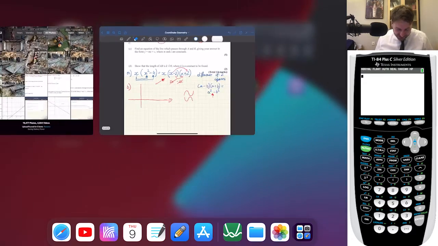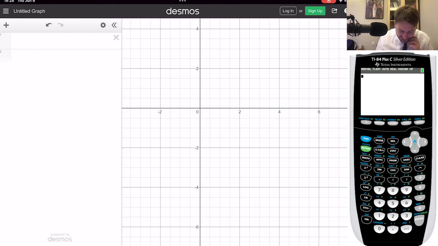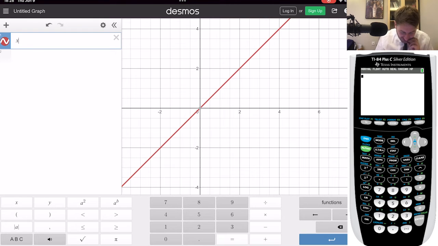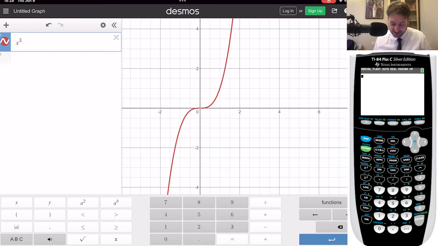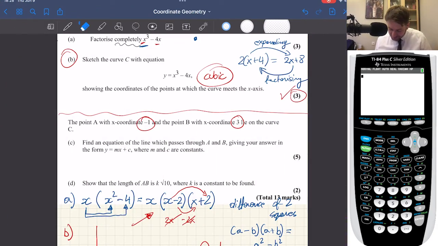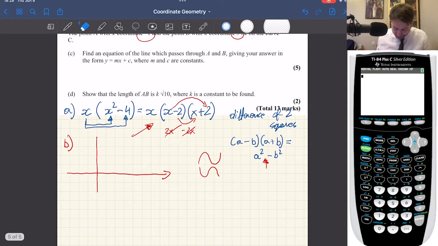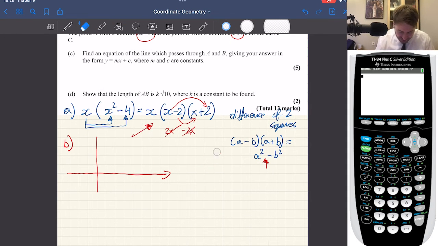But yeah, let me show you this on Desmos. What I mean by that, I think it's better. X to the power of 3 looks like this, essentially. All right, there we go. That's better. Now, get rid of this nonsense, and there we go.